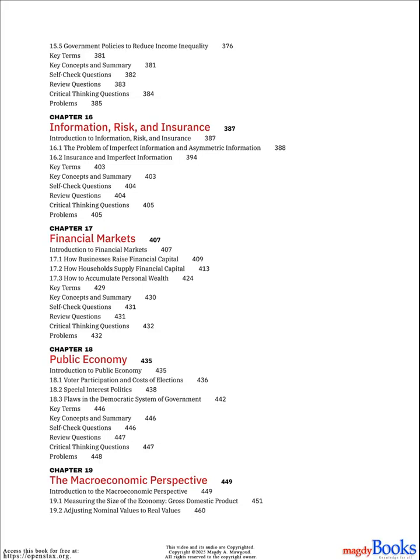Chapter 16, Information, Risk, and Insurance. Introduction to Information, Risk, and Insurance. 16.1, The Problem of Imperfect Information and Asymmetric Information. 16.2, Insurance and Imperfect Information. Key terms, key concepts and summary, self-check questions, review questions, critical thinking questions, problems.